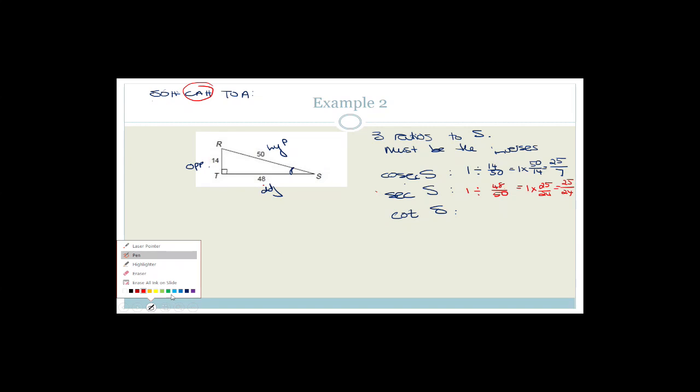And finally, cot is the inverse, 1 divided by the tan. And tan is opposite over adjacent. So if it's 14 divided by 48, that's going to be 1 times 48 divided by 14. And then obviously we can divide both the top and bottom by 2. So we end up with 24 over 7. And that's as far as you can go, 24 over 7.